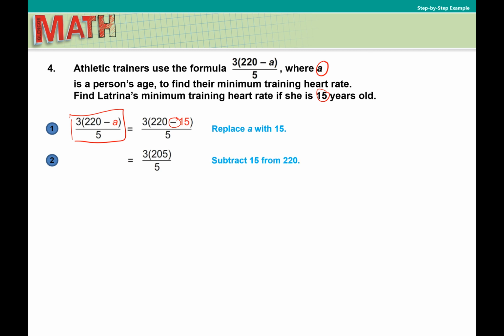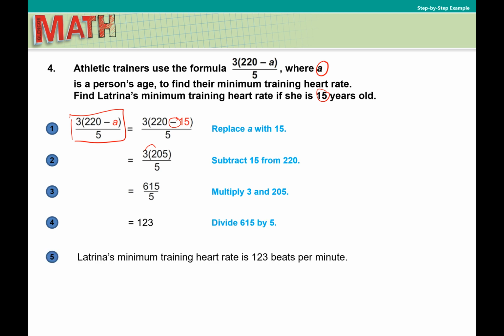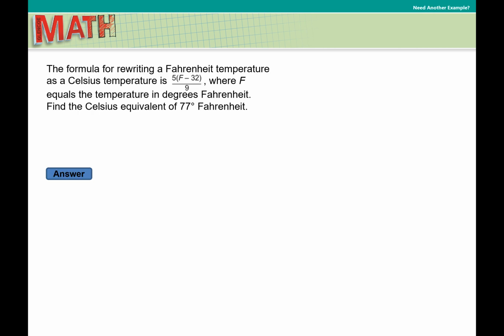Then we're going to do our multiplication. 3 times 205 is 615. And then our division. 615 divided by 5 is 123. So the person's minimum training heart rate is 123 beats per minute. Okay, go ahead and use the same principles here in this example.